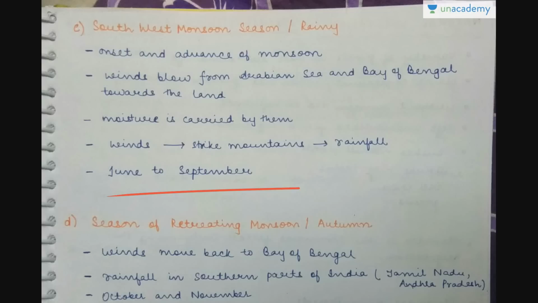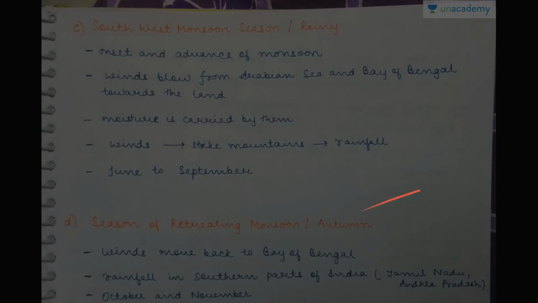Then the next season is the season of retreating monsoon or the autumn season, where the winds move back to the water bodies and then the rainfall takes place in the southern part of India, particularly in the states like Tamil Nadu and Andhra Pradesh. The rains take place because these winds are moving back to the water bodies. The months are October and November for this retreating monsoon or the autumn season.